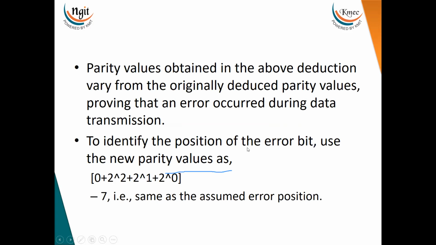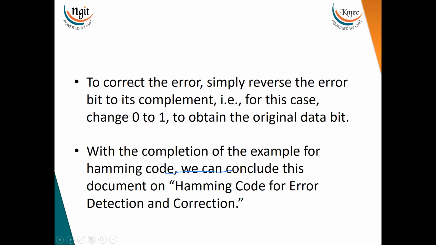To identify the position of the error bit, we have to use the new parity values, that is 0 + 2^2 + 2^1 + 2^0 computed accordingly, and we get 7, the same as the assumed error position. To correct the error, we simply reverse the error bit to its complement. That is, in this case, we have to change it from 0 to 1 to obtain the original data.